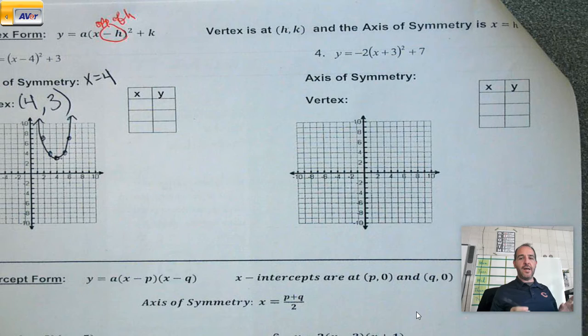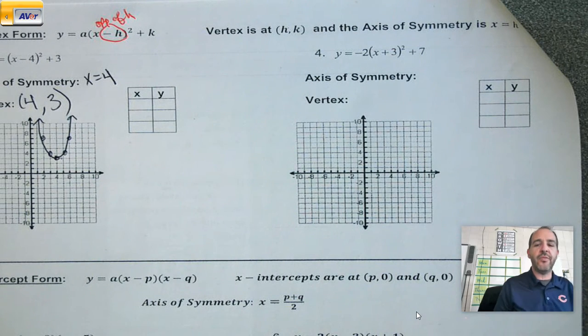Give me a quick pause here for a second, because I want you to try and figure out the axis of symmetry and the vertex on your own before you have me just do it for you, so we can kind of see how we're doing with this. So hit pause, and we'll be back in a minute.